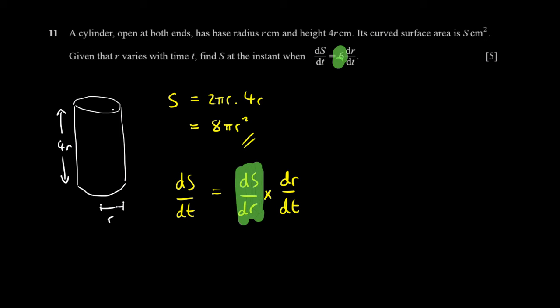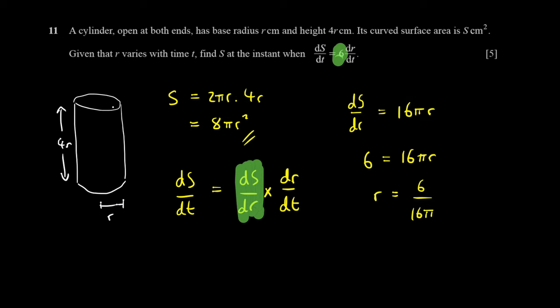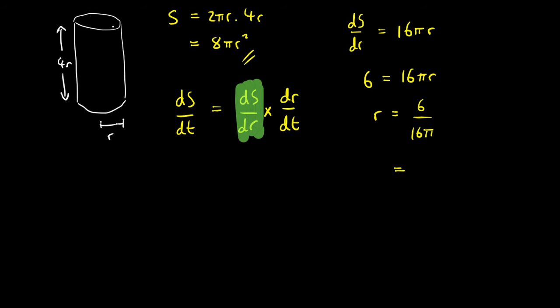How are we going to do that? Well, we've got to differentiate s. So ds/dr is equal to 16 pi r. So we've just differentiated s. And now what we're going to do is set it equal to 6. So 6 is equal to 16 pi r, which means that r is going to equal 6 divided by 16 pi. Or if you prefer, 3 over 8 pi.